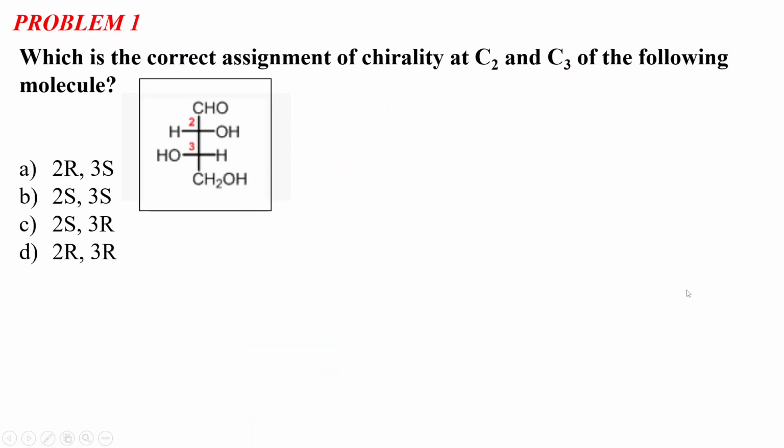So, I think we can start, because otherwise it will take a lot of time. The first question says: which is the correct assignment of chirality at C2 and C3 of the following molecule? This carbon is carbon number 2, and this is carbon number 3, and you have to find the correct assignment for these two carbons. Your options are: A, 2R, 3S; B, 2S, 3S; C, 2S, 3R; and D, 2R, 3R. You have to find out which is the correct option. Take 2 to 3 minutes and try to solve it before I show you the answer.